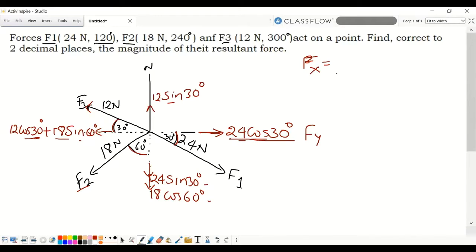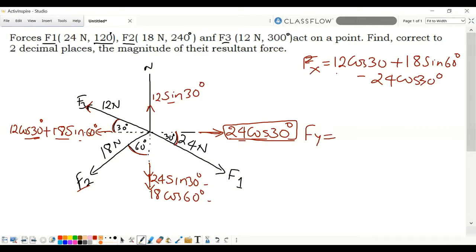So let's take 12 cos 30 as positive, plus 18 sin 60, which is also positive, but this force 24 cos 30 is negative, so I will put it here, 24 cos 30 degrees.